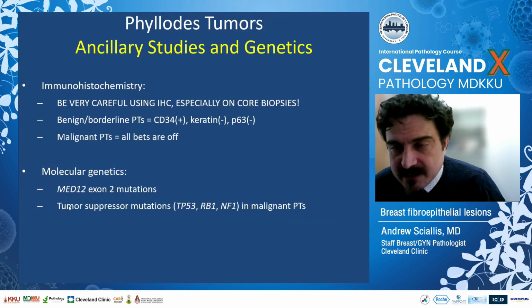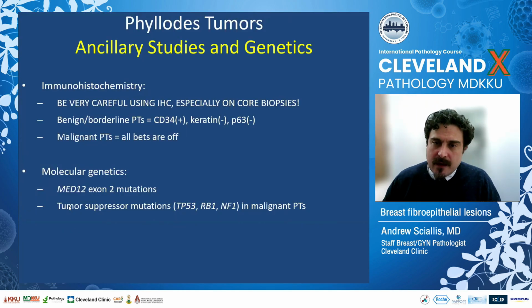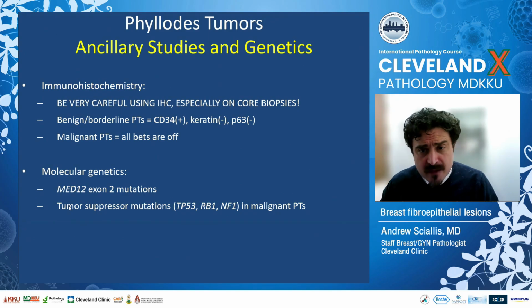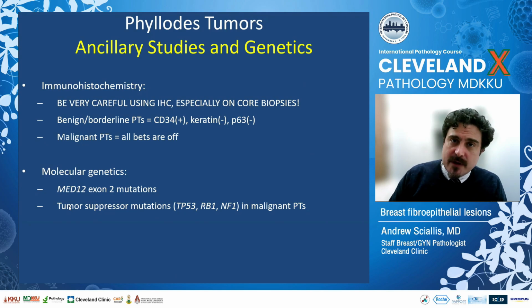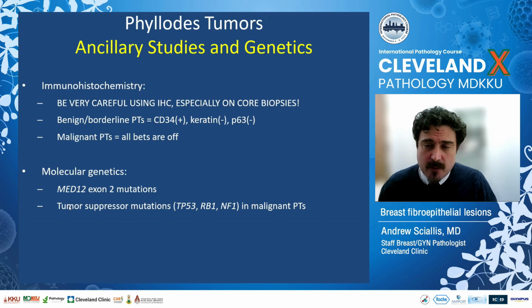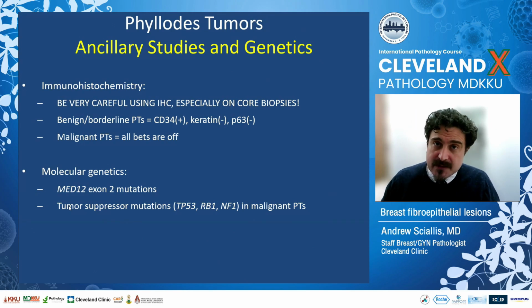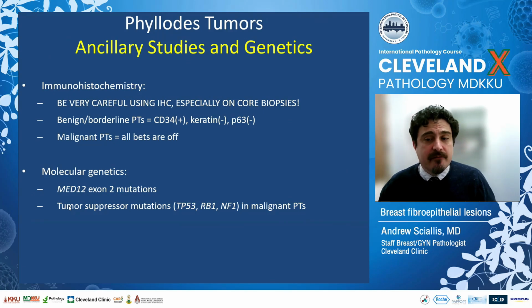So ancillary studies in phylloides tumors, overall, I do not think are particularly helpful because there is a lot of overlap in the immunophenotype, or the immunohistochemical expression pattern, between phylloides tumors and metaplastic carcinoma. And I oftentimes don't even do them when it comes to either excision specimens and especially on core biopsies, because malignant phylloides tumors can express keratins and P63. They can even express high molecular weight keratins like CK5/6.